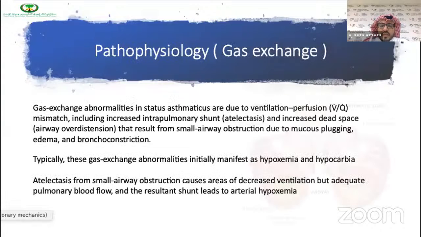What about the gas exchange changes in asthma? It also has some abnormality due to the ventilation-perfusion mismatch, including intrapulmonary shunting with atelectasis, and also increased dead space, as there is airway overdistension resulting from small airway obstruction due to mucus plugging, edema, and bronchoconstriction. Typically, these gas exchange abnormalities manifest as hypoxia and hypocarbia. Atelectasis from small airway obstruction causes areas of decreased ventilation but adequate blood flow, resulting in shunt, and leads to arterial hypoxemia.